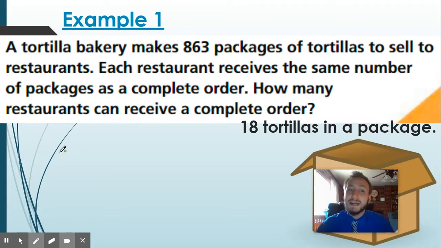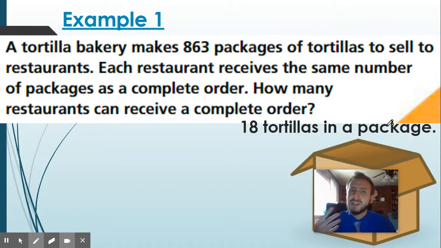It says a tortilla bakery makes 863 packages of tortillas to sell to restaurants. So they're making all those packages of tortillas. Each restaurant receives the same number of packages as a complete order. How many restaurants can receive a complete order? And inside this box, it says 18 tortillas are in one package, right? So if we have 863 packages and there's 18 tortillas in a single package, we want to figure out how many restaurants are getting these packages then? How many restaurants can get complete packages?